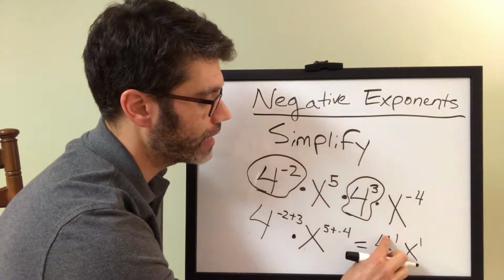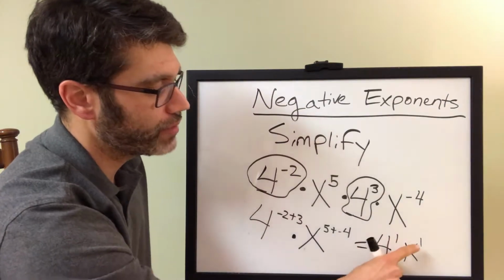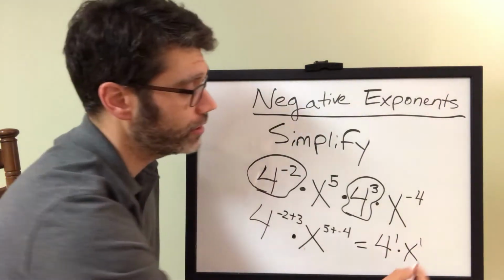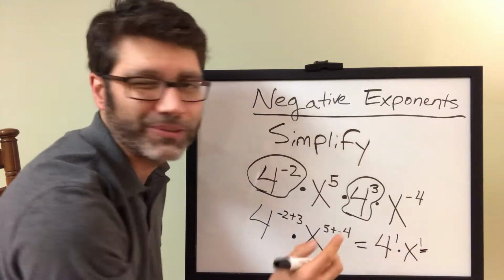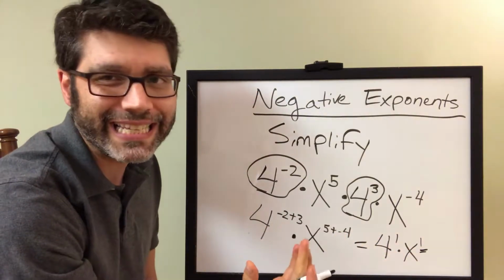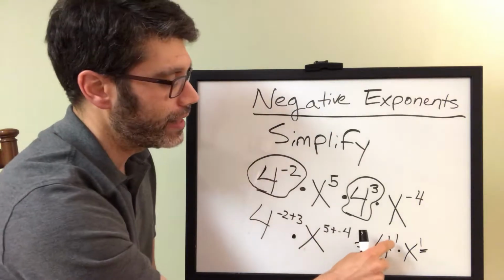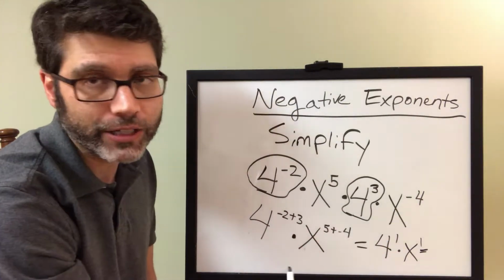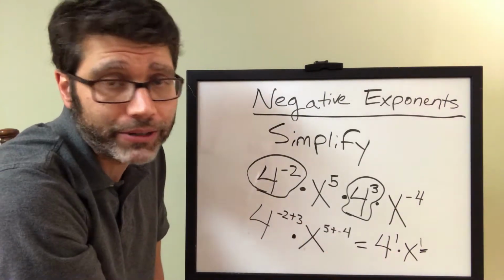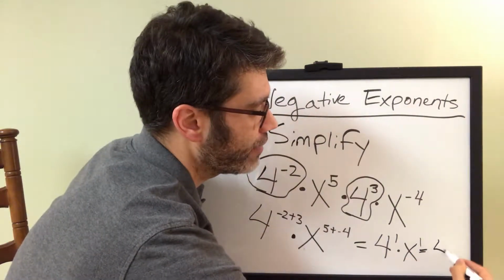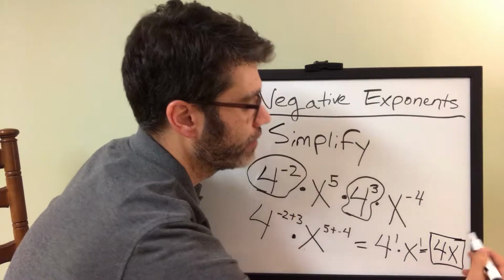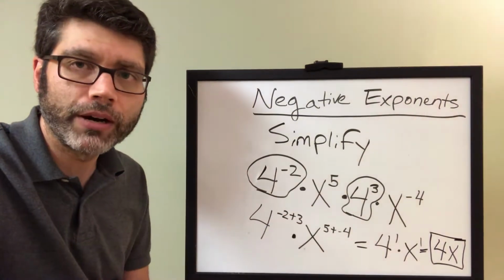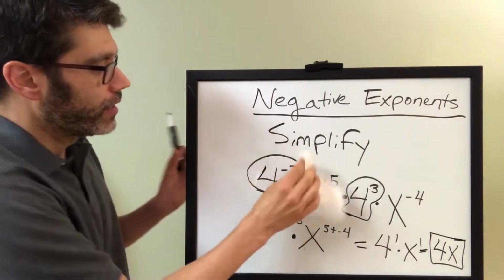So I would accept 4 to the first times x to the first as an answer. But even better, because it's to the first power, you don't really need that one. It's implied that any number without an exponent is already to the first power. So really you can just write 4x. And that would be the best simplified version of this particular problem. All right, let's do another one.